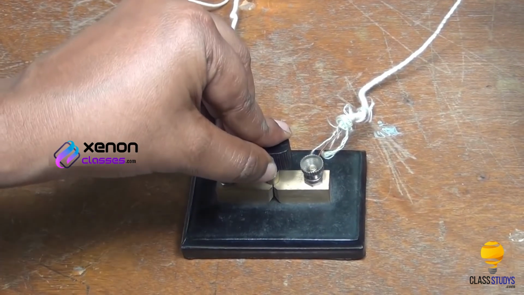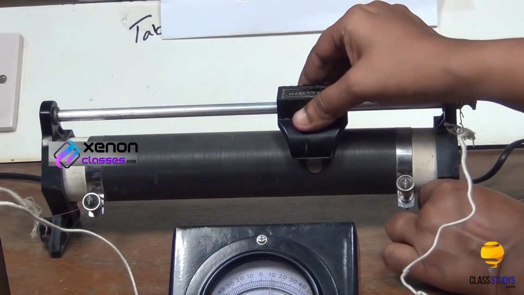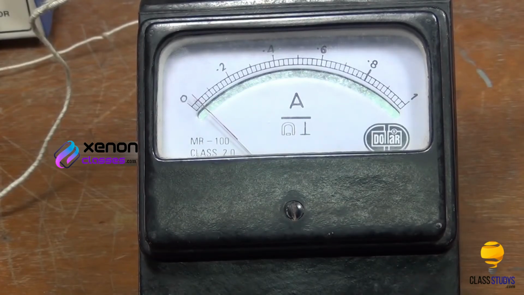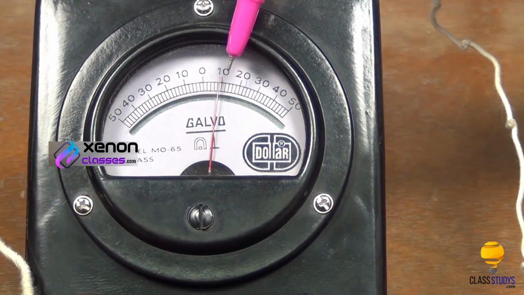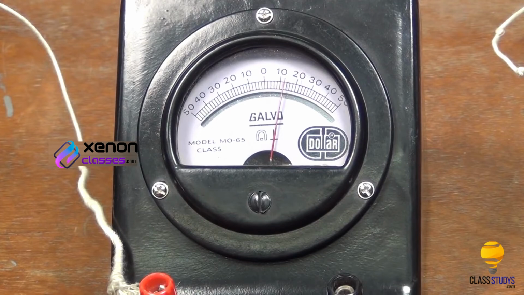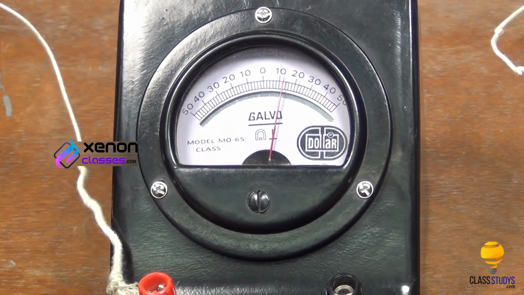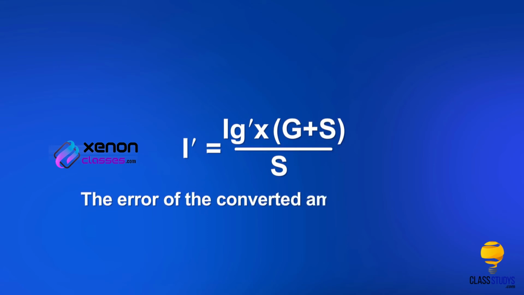Insert the key. Adjust the rheostat and set the current reading I of the given ammeter at a particular value. The reading of the galvanometer Ig' is noted. Now, the current through the converted ammeter is calculated using the relation I' = Ig' × (G + S) / S. The error of the converted ammeter is calculated as I − I'.